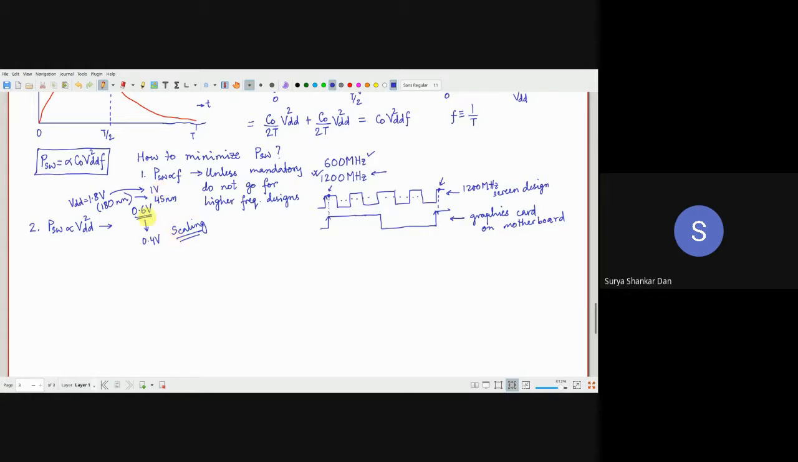Okay, so with scaling, VDD decreases. So what we understand is that our switching power should decrease with the reduction in VDD. But remember, the problem which I said is that if we are stuck with the same technology node of 180 nanometers, can we design the circuits with lower VDD?